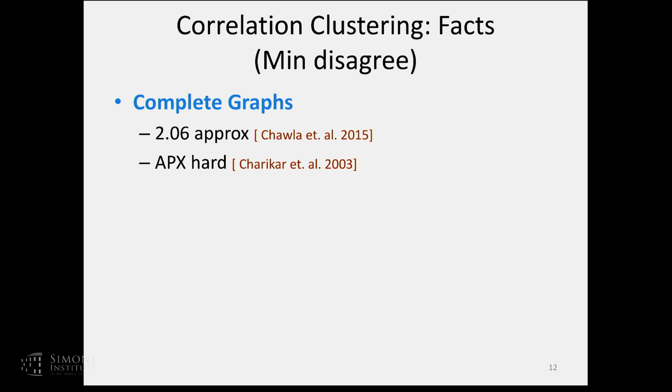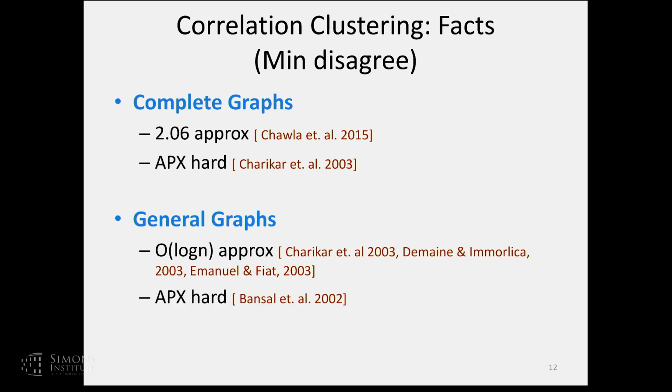A very interesting question: there's a natural LP relaxation for this. In fact, we'll see a very similar LP for our problem. There's an integrality gap of 2, and the question is, is 2 the right answer? These authors come tantalizingly close to answering that question. The problem with general graphs is as hard as multi-cut. It actually encodes multi-cut and similar graph partitioning problems. There's a log n approximation for this due to a bunch of different authors. On the hardness side, we know that it's APX-hard, so we can't get beyond a constant factor.